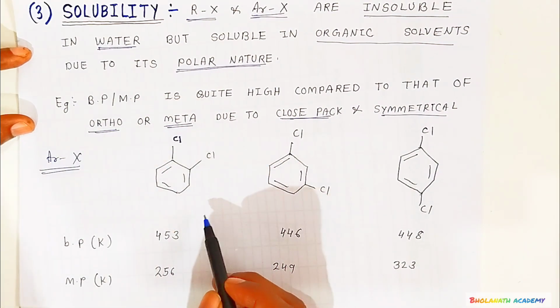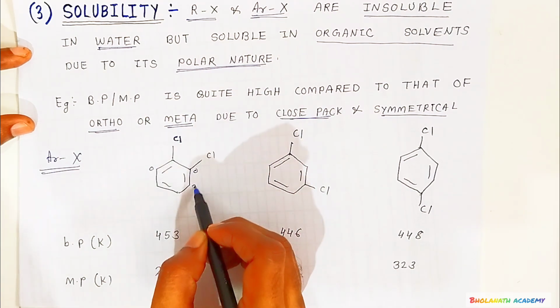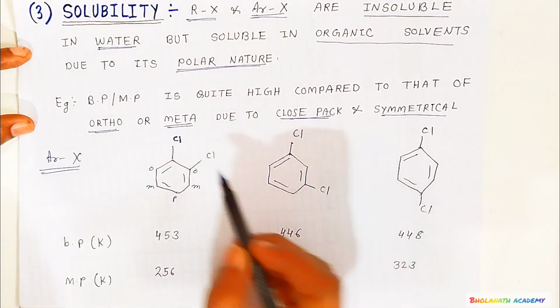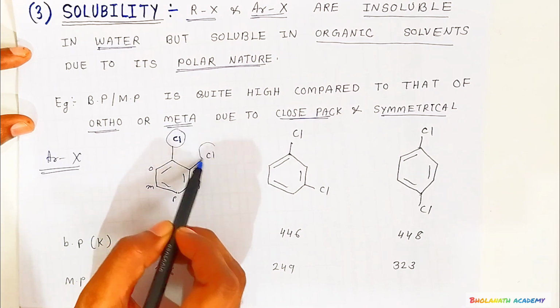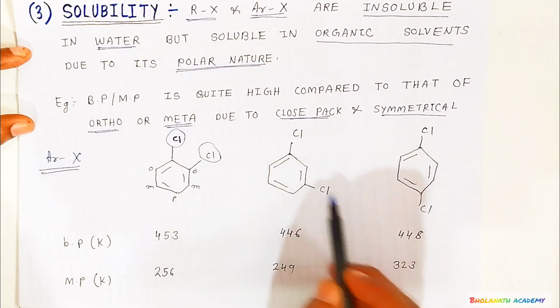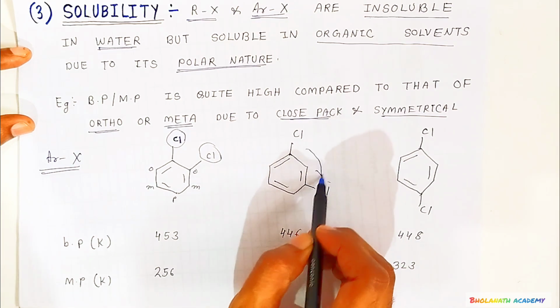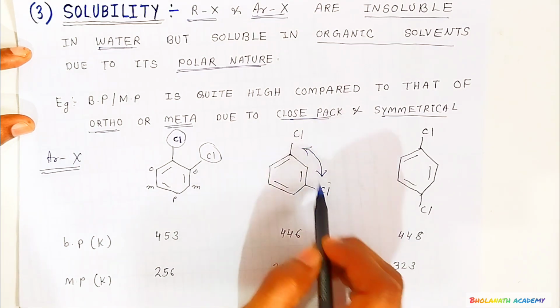In aryl halides, students, with respect to this chlorine, this will be the ortho, this is meta, and this is para. Now students, you see the chlorines are very close to each other. When you see the boiling point, 453, in the other one the chlorines go away from each other, see the difference. Here there is more distance between these 2 chlorines.